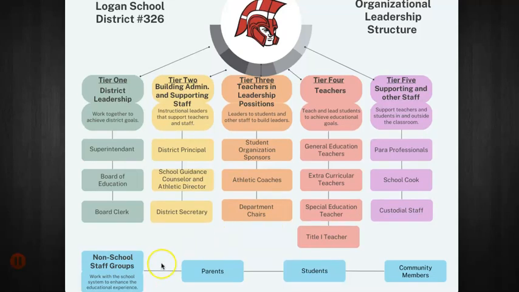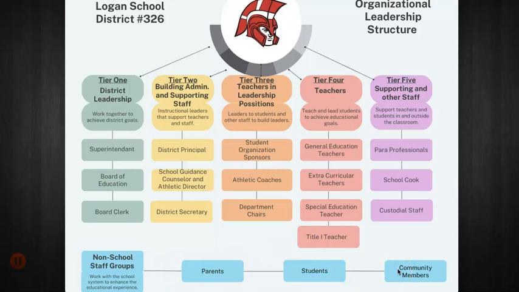And then I also have a different group that I wanted to make separate because we could not have a school without our parents, students, and community members, but I say that they are non-school staff groups because they're not employed by the school district, but they are very vital and important to our school district. They work with the school system to enhance the educational experience. They can't do anything for the school other than helping out in different ways, but they aren't working for the school, and they're the parents, students, and community members for a small school like mine.